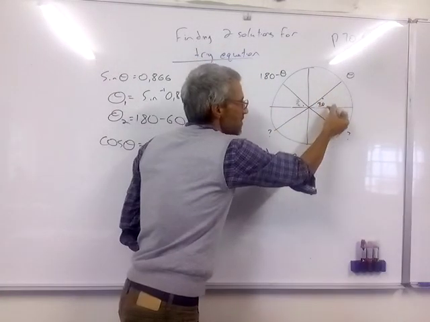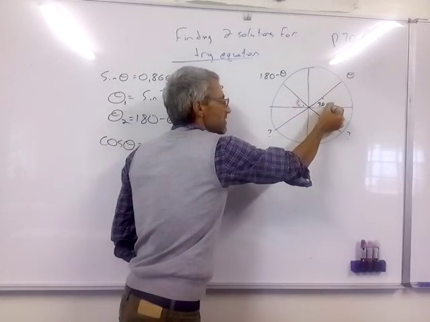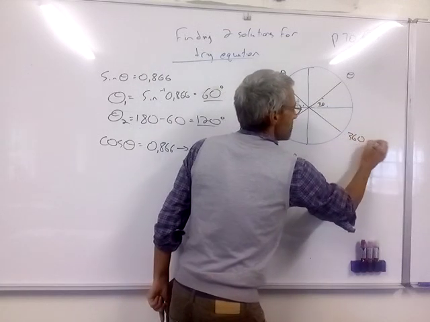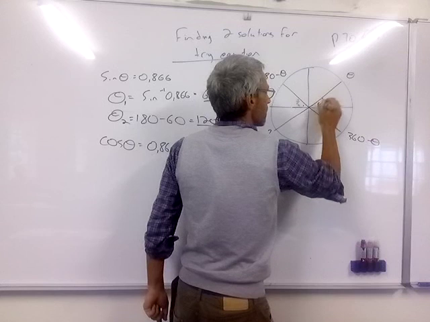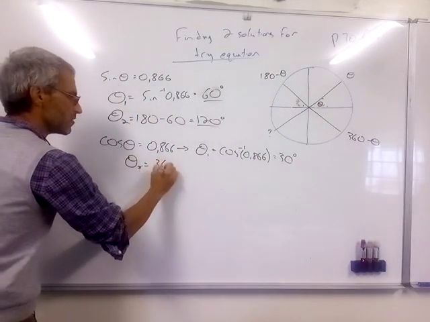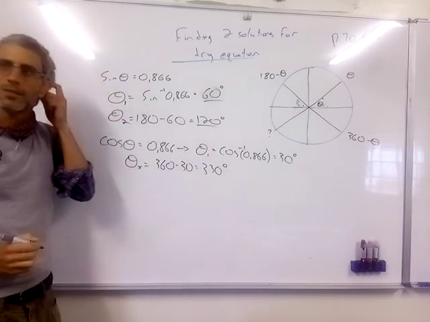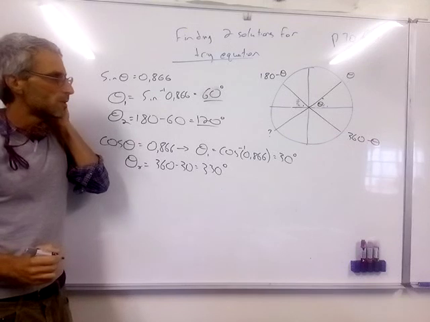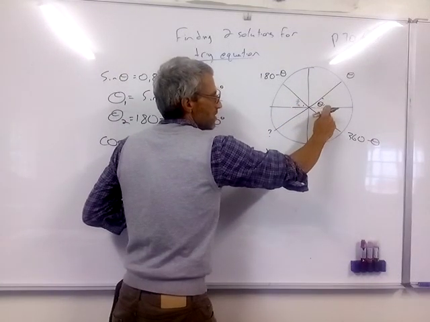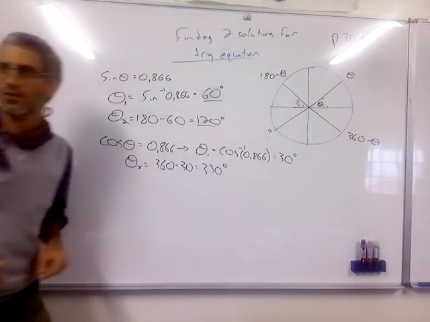If I know this is 30, I want to find that one. It's basically 360 minus 30. So the formula I'm going to have is 360 minus theta. So the second solution is going to be 360 minus 30, which is 330 degrees. Because I knew this is 30, so this must also be 30, and if I want to get this angle, it's 360 minus 30.